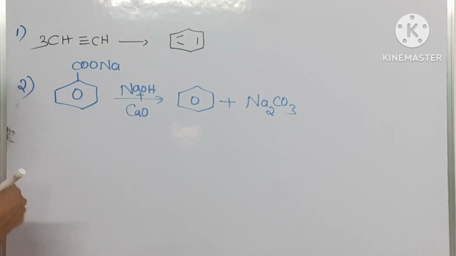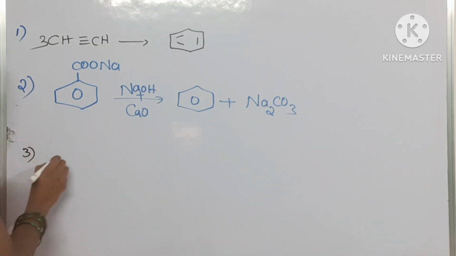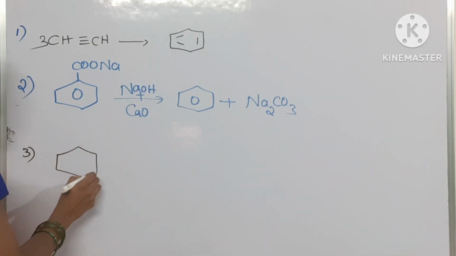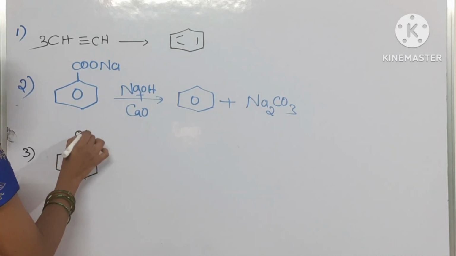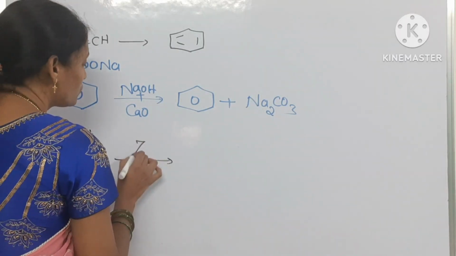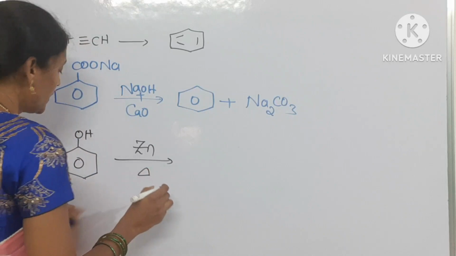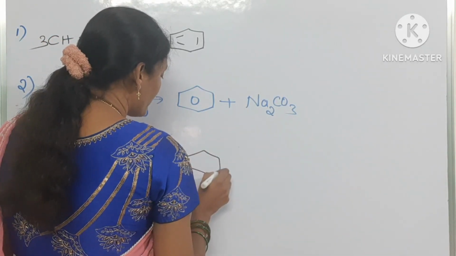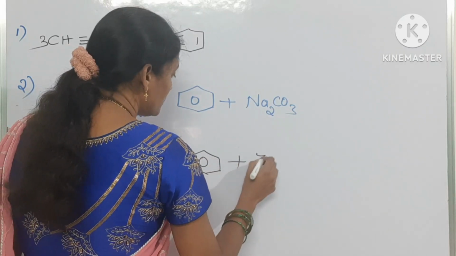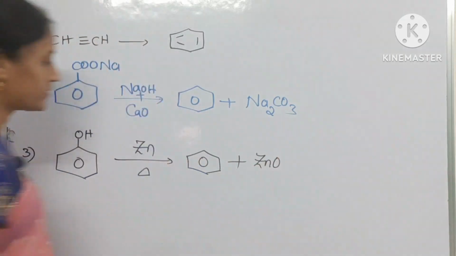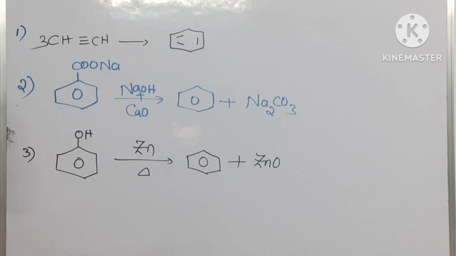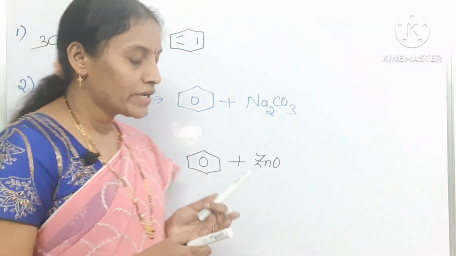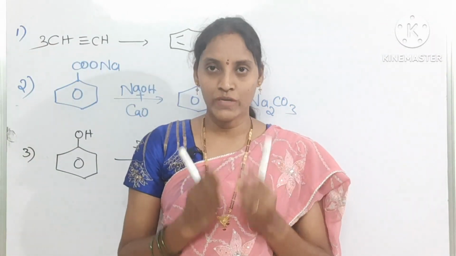And the third preparation method is reduction of phenol. You pass phenol vapors over zinc dust under high pressure and temperature. Benzene will form, and zinc oxide along with this also, okay. These are the 3 preparative methods, and then we will move to chemical reactions of benzene.